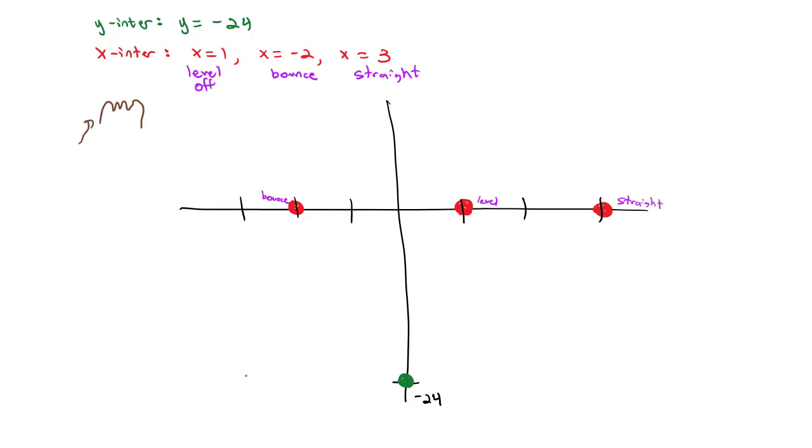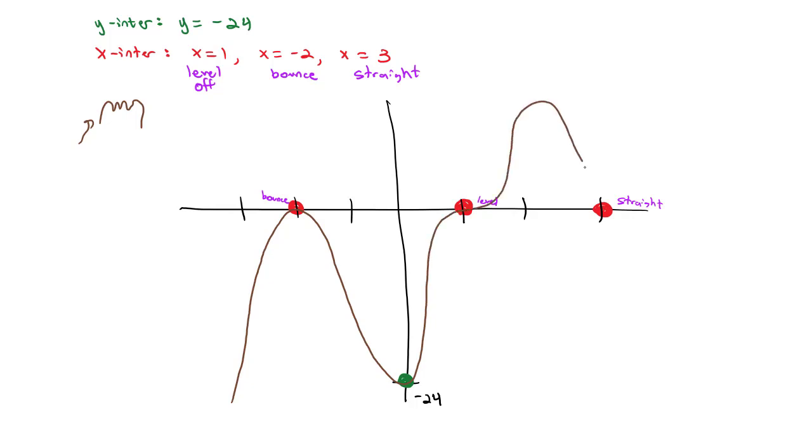Let's see if I can draw this connecting the dots, coming in from the bottom and going out of the bottom like we expect. Come in from the bottom to the first point and bounce. Go through the 24. The next point I should level off. And at the next point I should go straight through it. And sure enough, I'm going out the bottom like I expected. And now we've drawn the graph of our function.